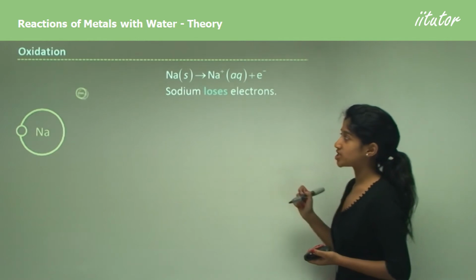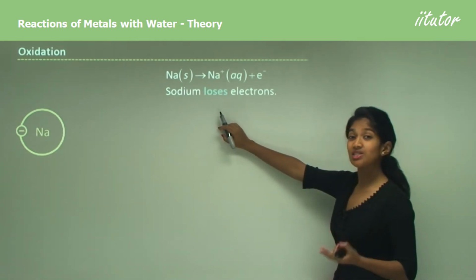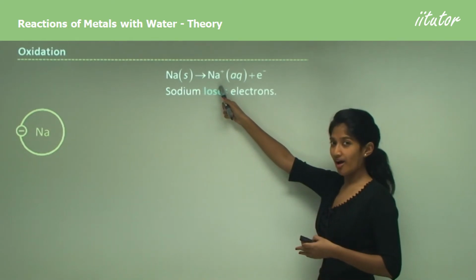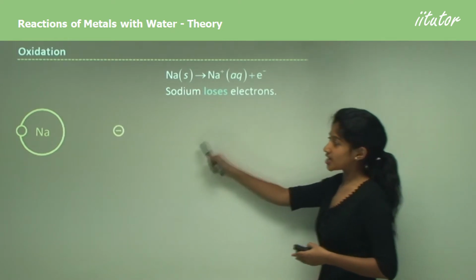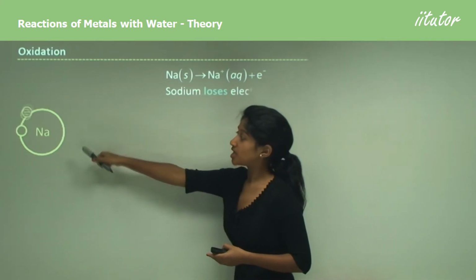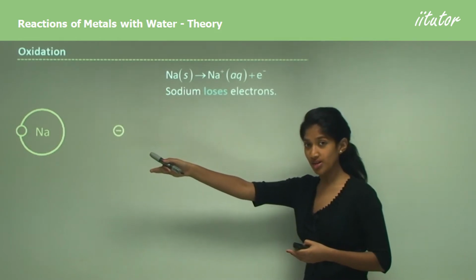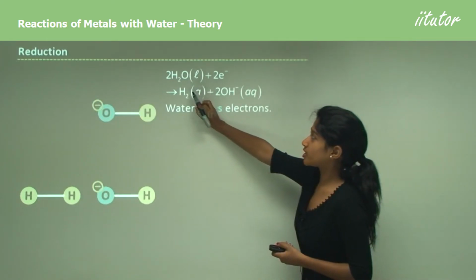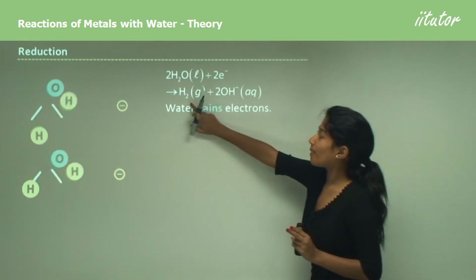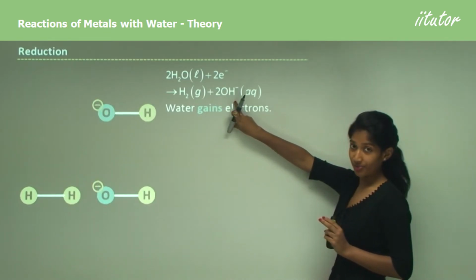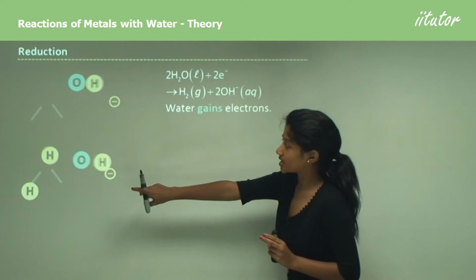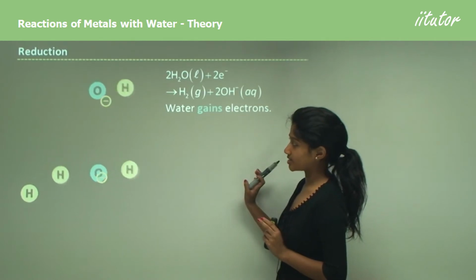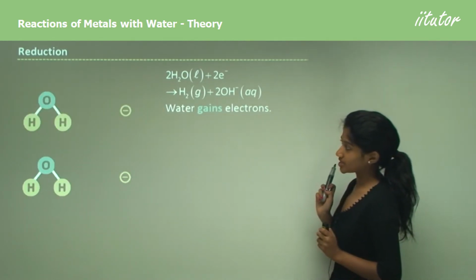Now let's look at the oxidation part of it. The oxidation part is when it's losing an electron. We have sodium losing the electron to form a sodium ion along with an electron here. As you can see in the animation, we have sodium losing its electron to form a sodium ion. Now in the reduction reaction, the water molecule gains 2 electrons to form hydrogen gas and a hydroxide ion. As you can see, we have water joining to form the hydrogen and the 2 hydroxides. So that's how that works.